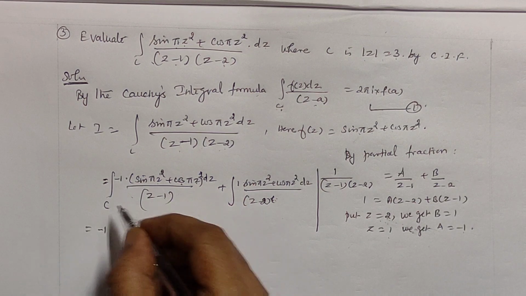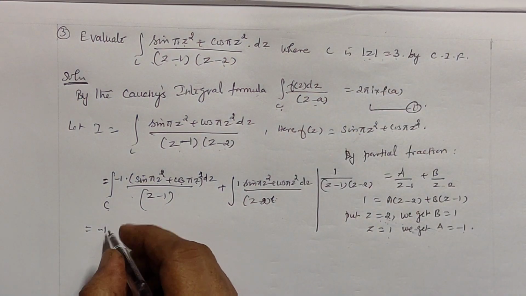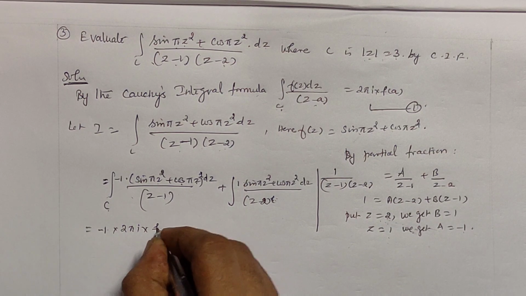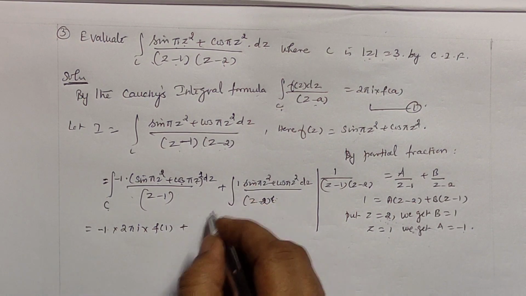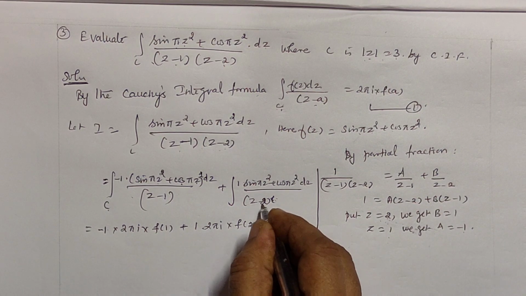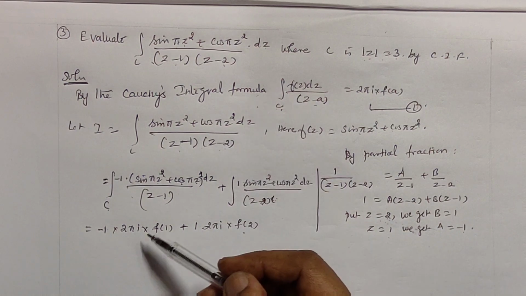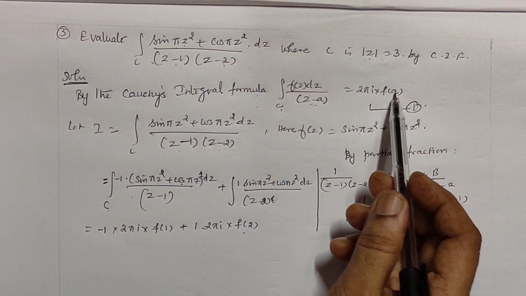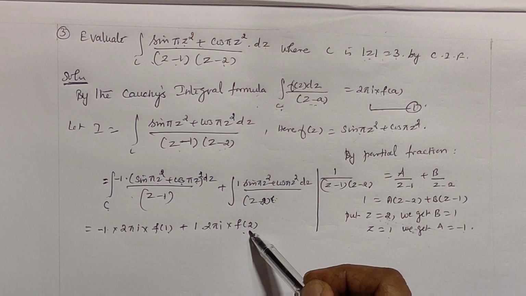Now check whether this 1 is inside C. What is C? C is |z| = 3. Therefore, you will get this as −1 into 2πi into f(1), because our a value is 1 here, and this is expressed with b value, that is 1, into 2πi into f(2), because here a is 2. Therefore, I am going to apply which formula? Cauchy's integral formula. That's why we got the integration of f(z) dz by (z − a) equal to 2πi into f(a). Here a is 1, so f(1); here a is 2, so I have f(2).